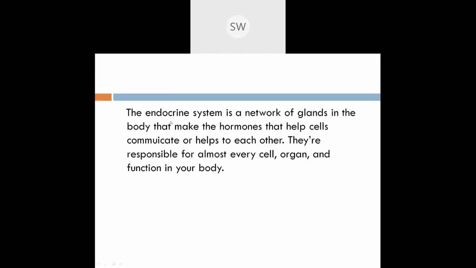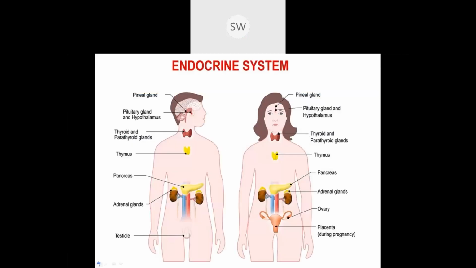Okay, I'll repeat. So this is the endocrine system. You will find it in several parts of your body. For example, pineal gland, pituitary gland, hypothalamus, thyroid, parathyroid, thymus. All these are the names. I'll be discussing all this with you one by one. For now, you just know the names and see the picture. This is the adrenal gland.